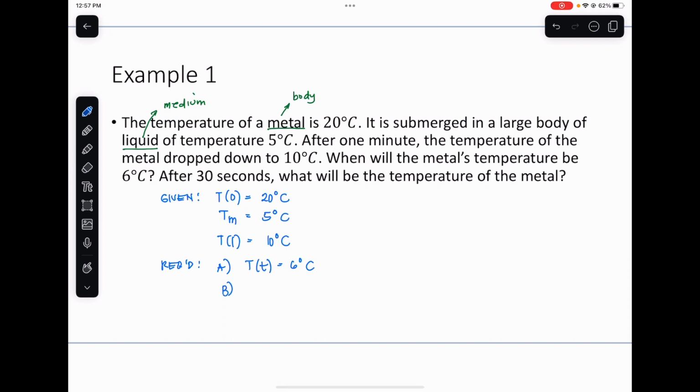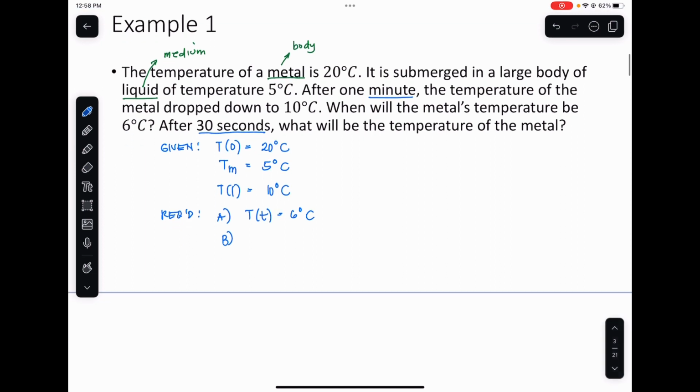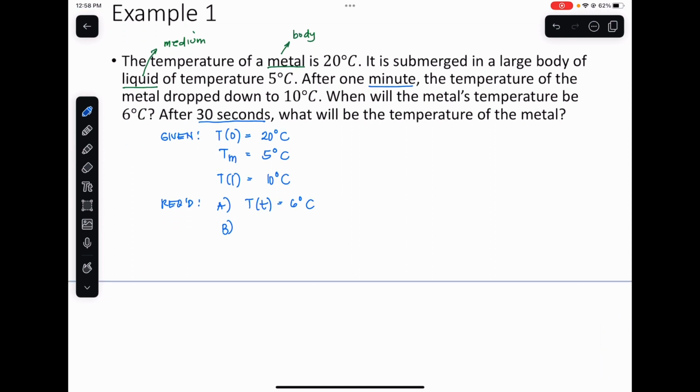And for the second one, after 30 seconds, what will be the temperature of the metal? Again, we have to be consistent with our units. This is a minute, and this time we are asked for 30 seconds. Since we use minutes as our official unit for time, we convert the 30 seconds into minutes. So when it is 0.5, or half a minute, that's equivalent to 30 seconds.